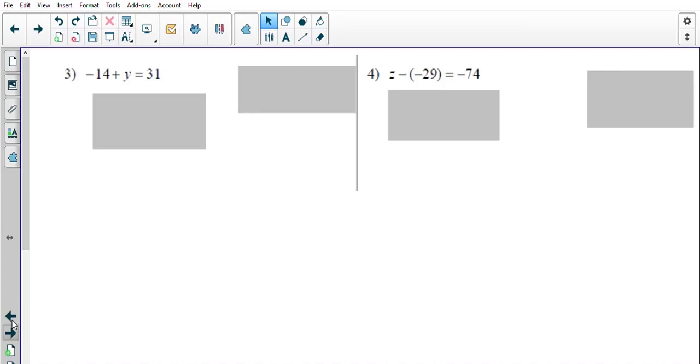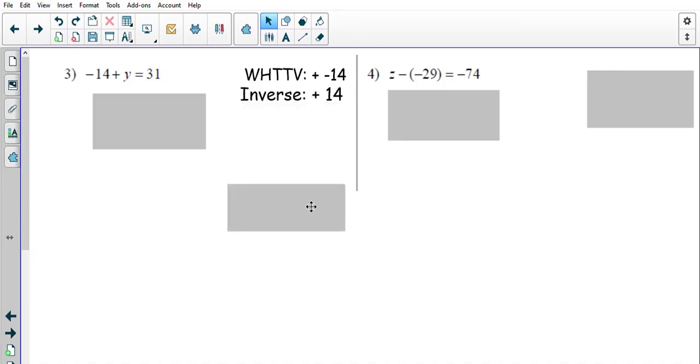So number 3, we have negative 14 plus y equals 31. What's happening to the variable here is we're adding negative 14. I know it's written backwards, but we're adding negative 14 to y. The inverse of that is to add a positive 14. Now you could also subtract a negative 14, but you'll get used to figuring out which inverse maybe is a little easier to work with.